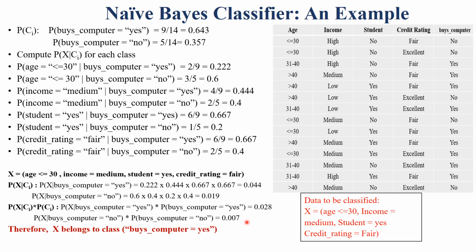Now we need to find which class has the maximum probability. We can see buys computer equal to yes has the maximum probability, 0.028. So we can conclude this data belongs to the class buys computer equal to yes.